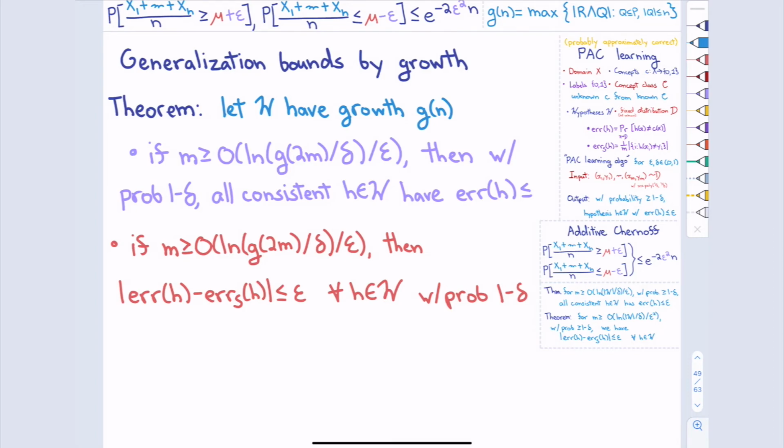All right, so here then are the bounds. These are the strongest ones we've had yet. In particular, they apply to hypothesis classes that are infinite, right? Before everything was finite; we don't have that restriction anymore.